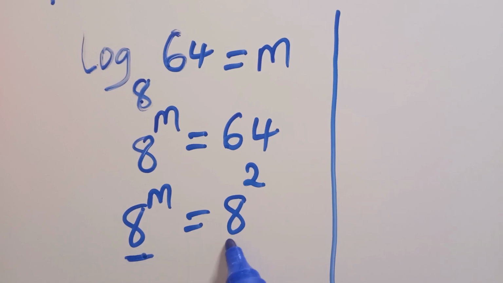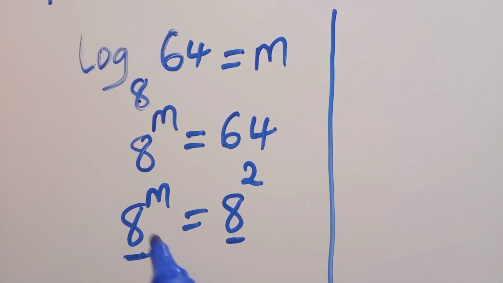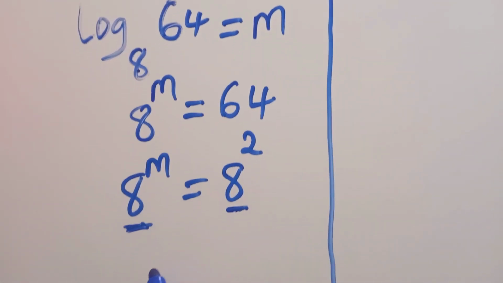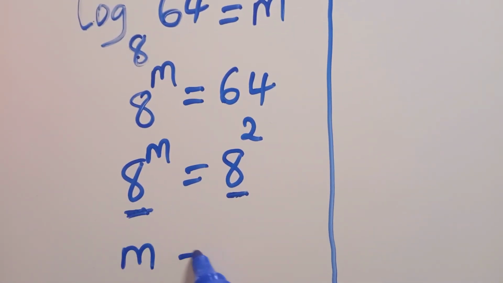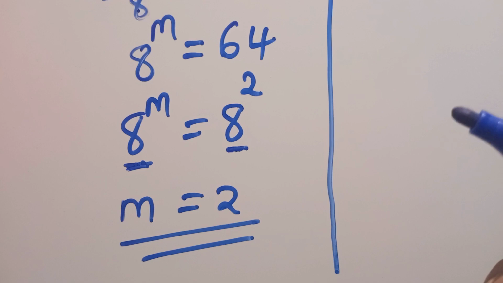Now, since we have 8 here and 8 here, these are numbers of the same base. From the law of indices, we can equate the powers. Therefore, we have our value of m as 2. After obtaining that, we shall replace it directly.